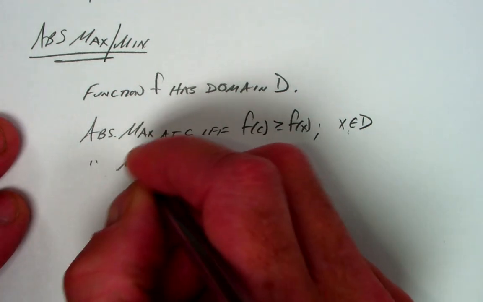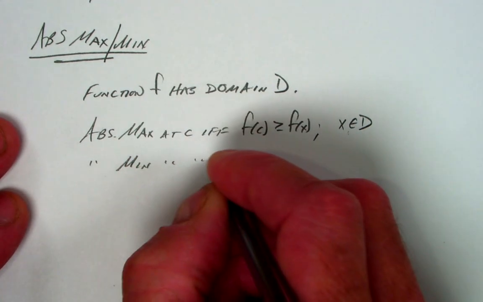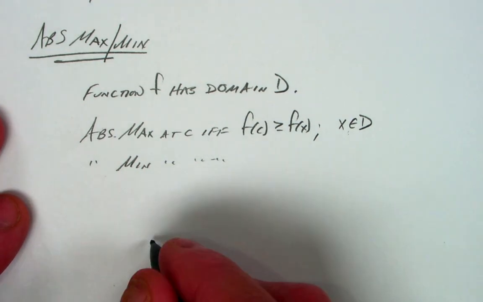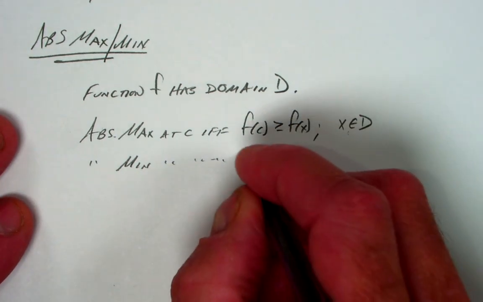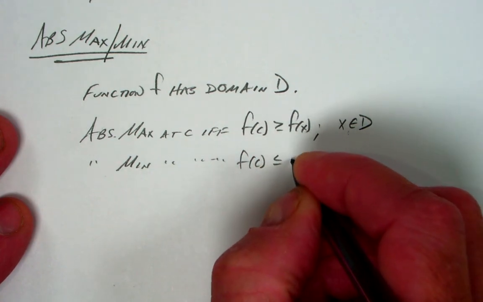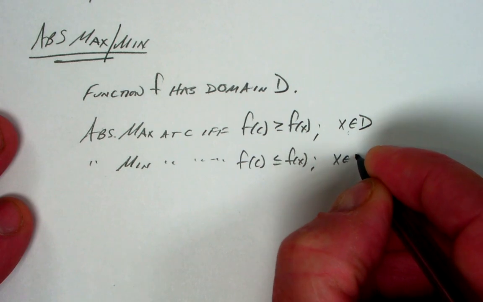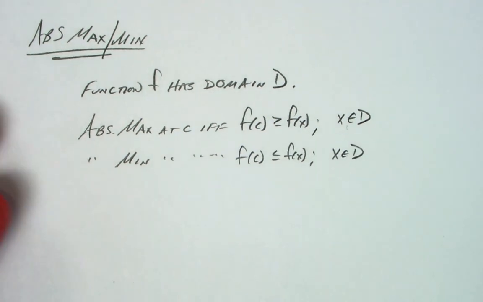So it's an absolute min at C if, what does if with two F's mean? If and only if. Good. Okay? If f of C is less than or equal to f of x for all x in my domain. Okay? Let me get my pictures ready. Okay?